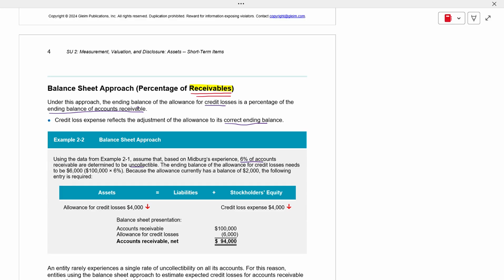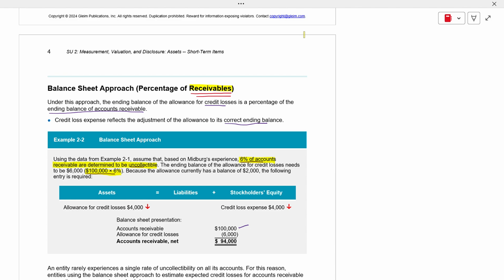6% of accounts receivable. How much is the accounts receivable balance? 100,000. The message, the rule, is very clear. They say 6% of the accounts receivable are determined to be uncollectible. Then whatever the accounts receivable is, 100,000 times 6%. How much is that? 6,000.